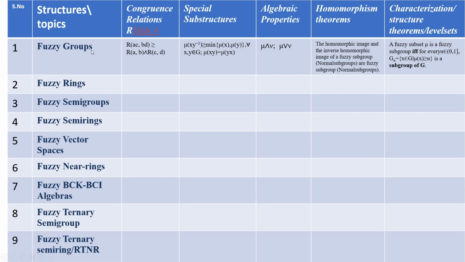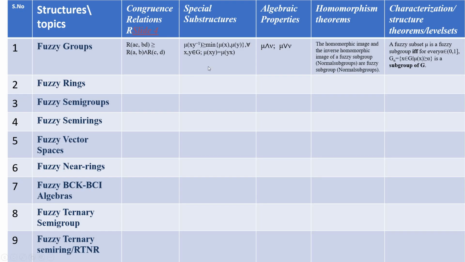we know. And for fuzzy groups, you need to check fuzzy subgroups or fuzzy normal subgroups. For them, you can check all these algebraic properties. And homomorphism theorems, like the homomorphic image and the inverse homomorphic image of a fuzzy subgroup or normal subgroup, or again fuzzy subgroups and normal subgroups.